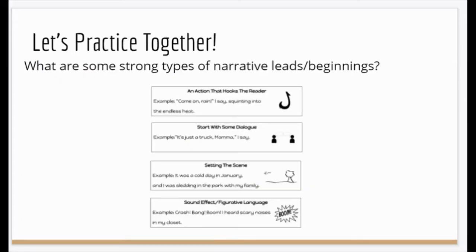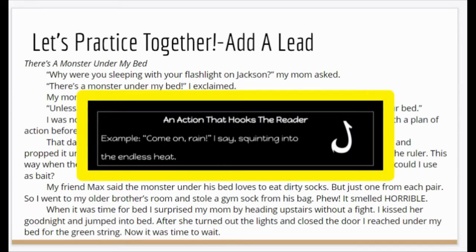So let's take a look at some strong types of narrative leads and beginnings. An action that hooks the reader. Here's an example we looked at earlier in the year. Come on, rain, I said, squinting into the endless heat. That does a really good job of pulling the reader in. So how might we start this passage with an action that hooks the reader?